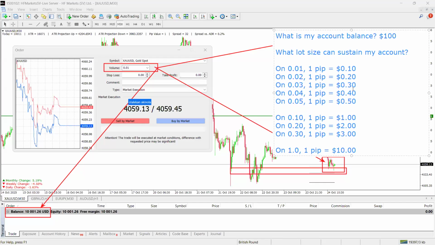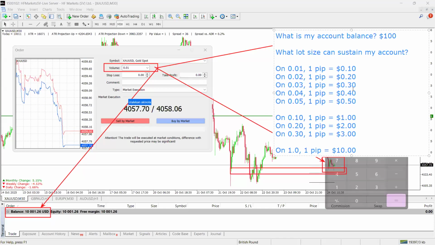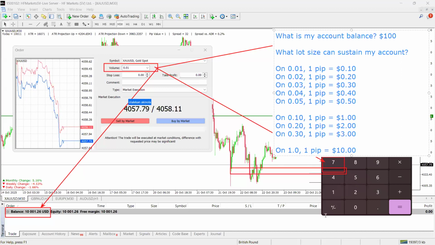So we're starting from a simple question. What is my account balance? It can be hypothetical. In this case, we're just assuming $100, which is the common balance. You can always do it for whatever account balance you have. And I want to find out what lot size can sustain my account to a certain extent. Let me show you what my intention is. I'm going to pull up a calculator, and I'm going to begin to show you some things.